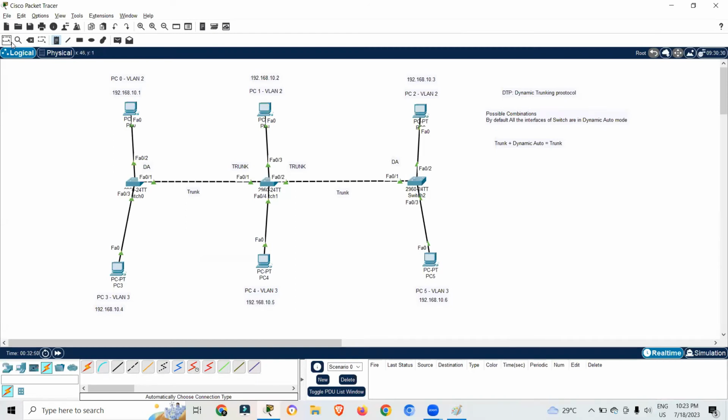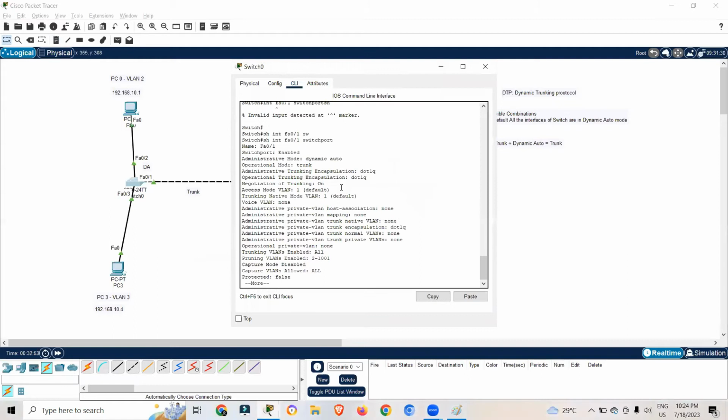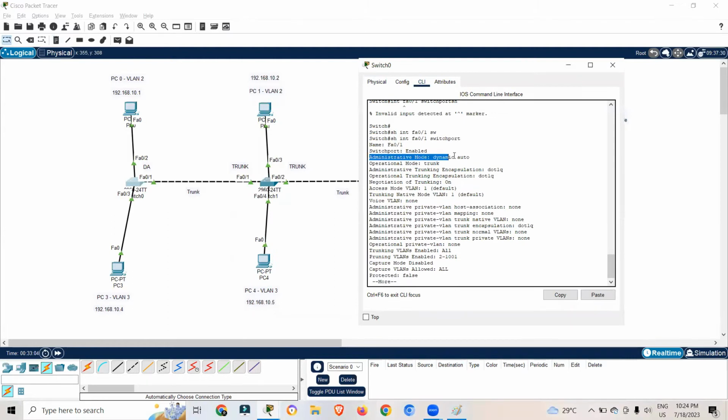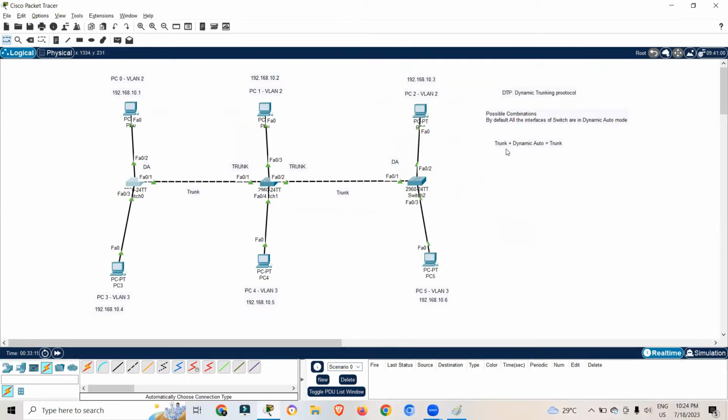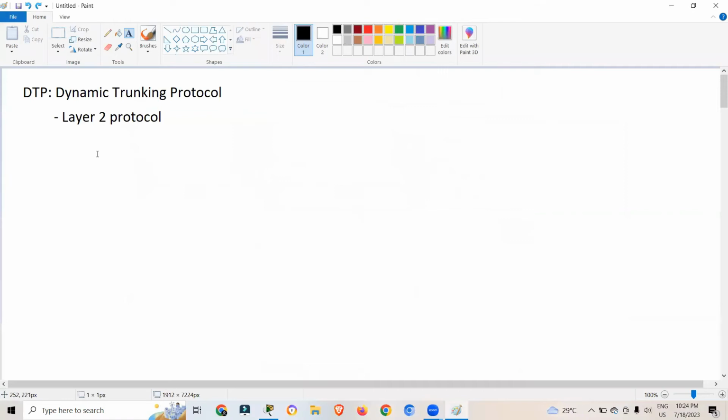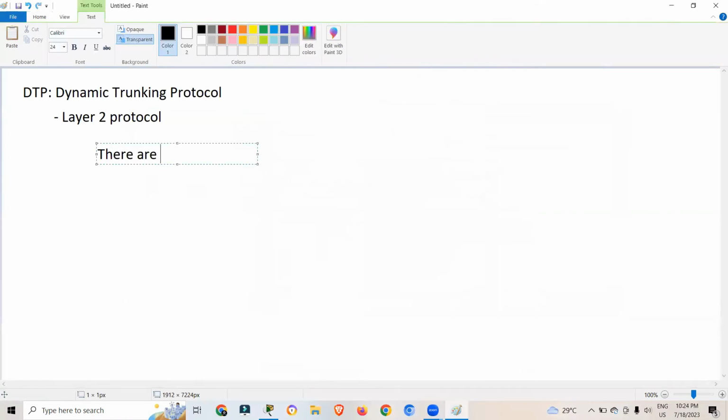There are two modes in switches. One is administrative mode, and the other is operational mode. We have 4 administrative modes. What are these?